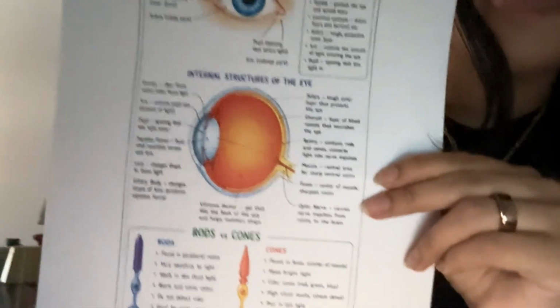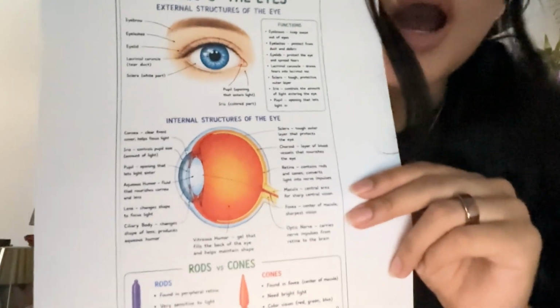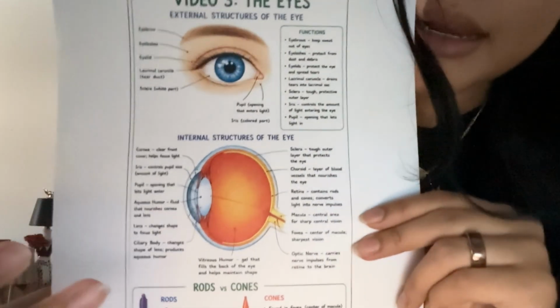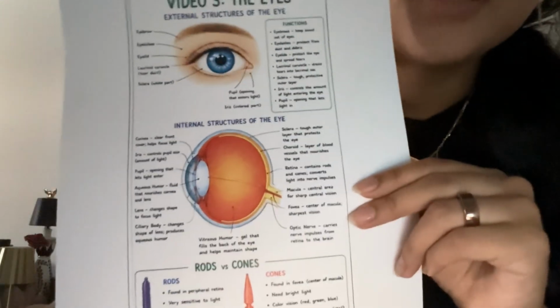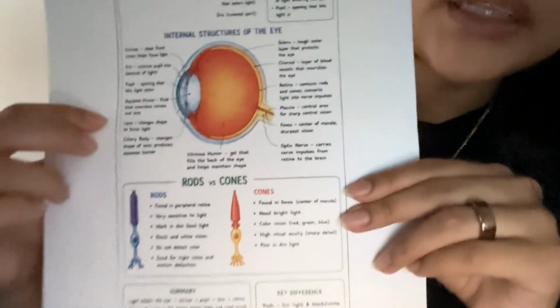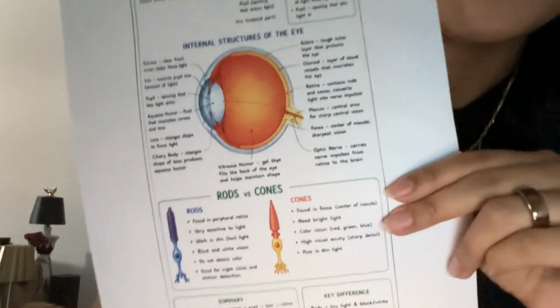We also have the macula, which provides sharp central vision, and we also have the fovea, which is the area of the greatest visual acuity. We also have the optic nerve that carries visual information to the brain. Then we are also going to talk a little bit about the rods and cones.